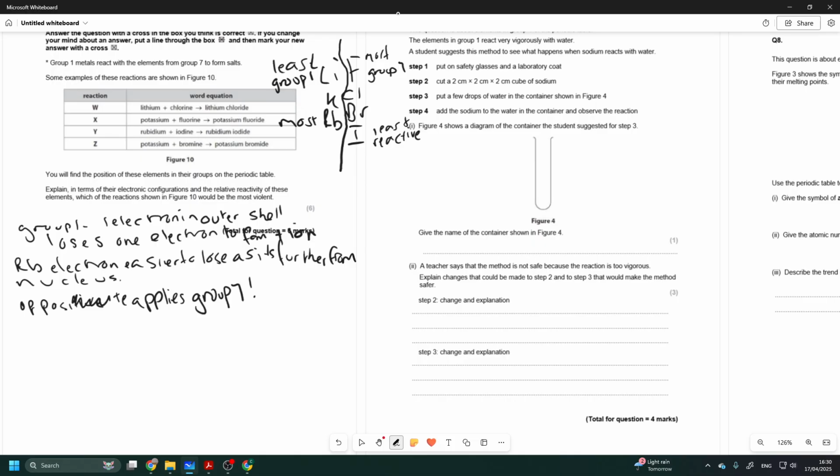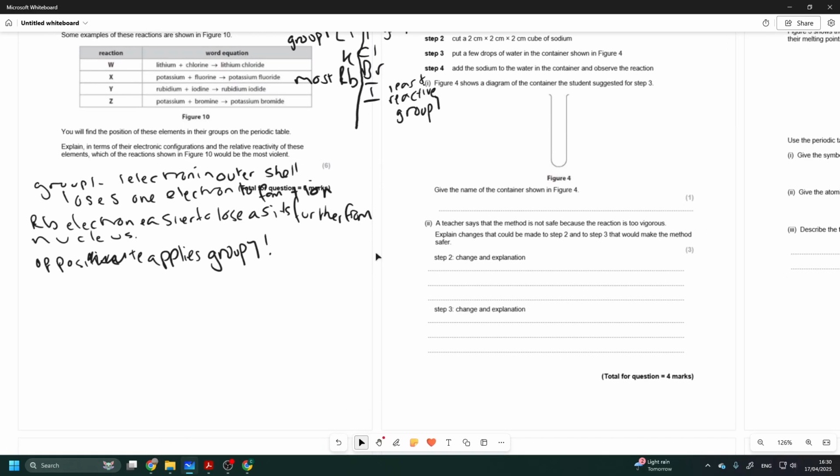Okay, so essentially you're just going to say the opposite. I mean, you need to write all that out. I'm going to run out of room here if I try and write it out. I should have written a bit smaller. You're just going to say all the opposite of what you've just said about group 1, and that will get you 4 of the 6 marks.